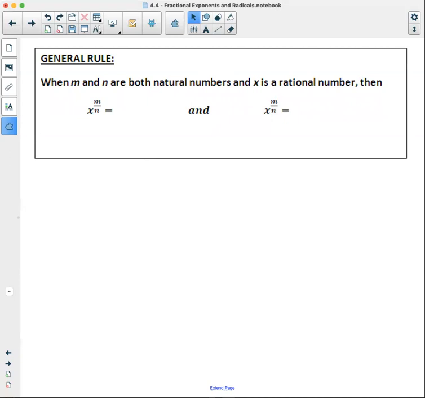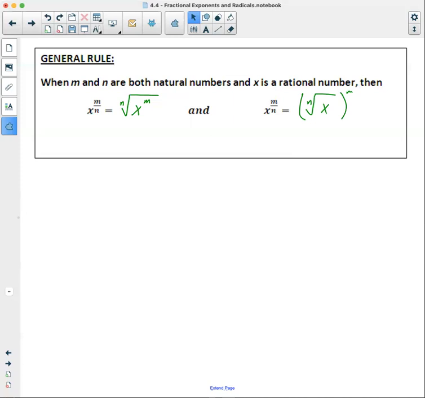Okay, so just a general rule. Okay, so paraphrasing what we've just talked about on the last slide. So x to the exponent m over n is equal to the nth root of x to the exponent m. Okay. And in other words, we could say this as we're taking the nth root of x to the exponent of m. Okay.